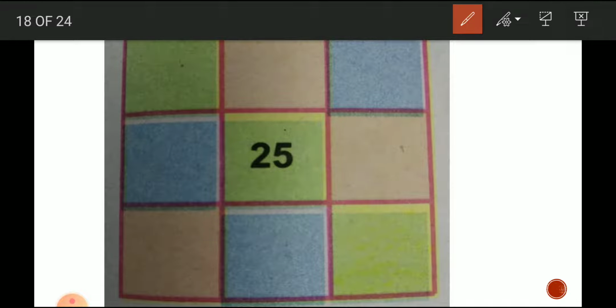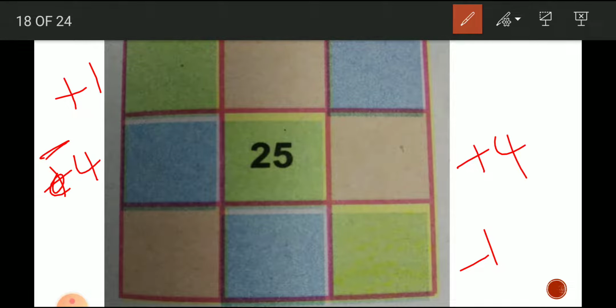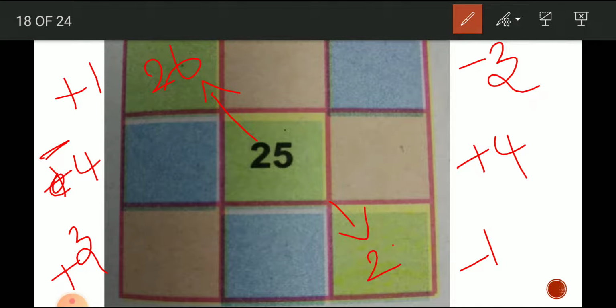Here is 25. So here we just plus 1, and diagonally we use minus 1. Then here minus 4, here plus 4. So here plus 3, here minus 3. Okay, so 25 plus 1 is 26. Here 25 minus 1 is 24.